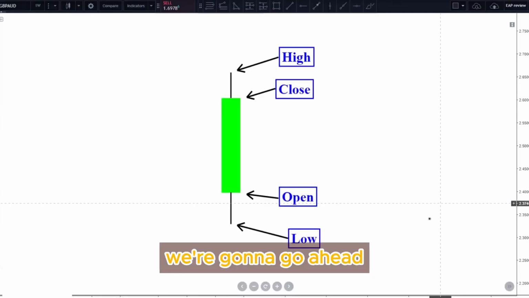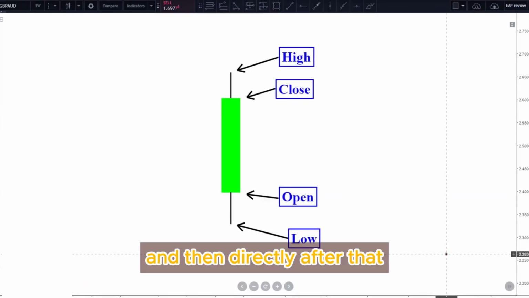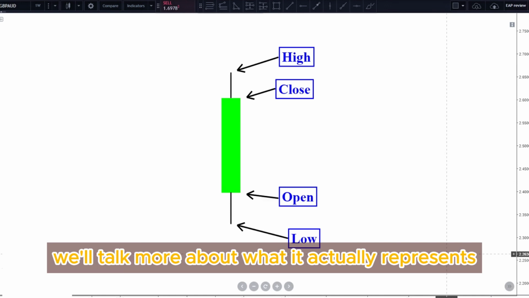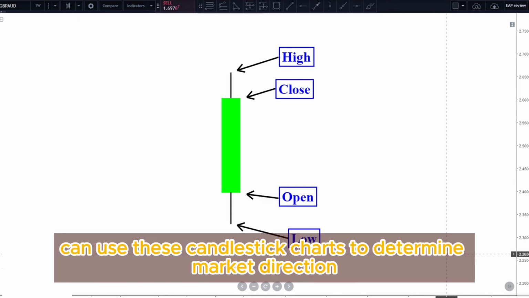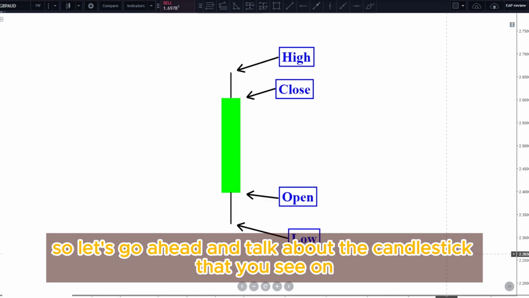Alright traders, so we're going to go ahead and quickly go over the anatomy of the candlestick, and then directly after that we'll talk more about what it actually represents and how we can use these candlestick charts to determine market direction. So let's go ahead and talk about the candlestick that you see on your screen.